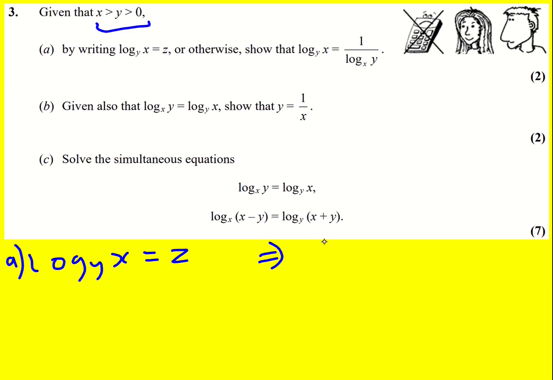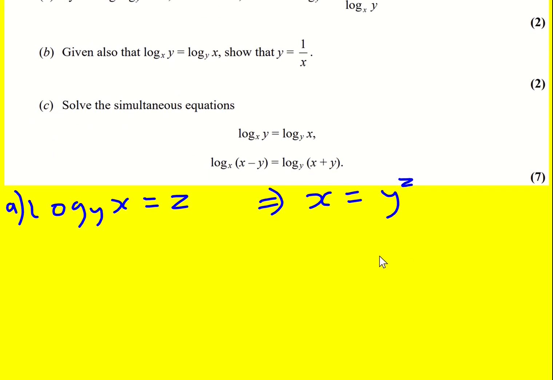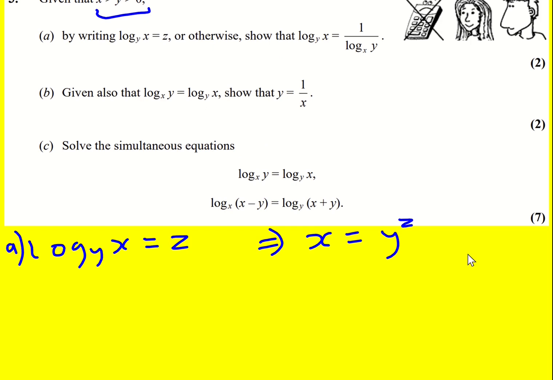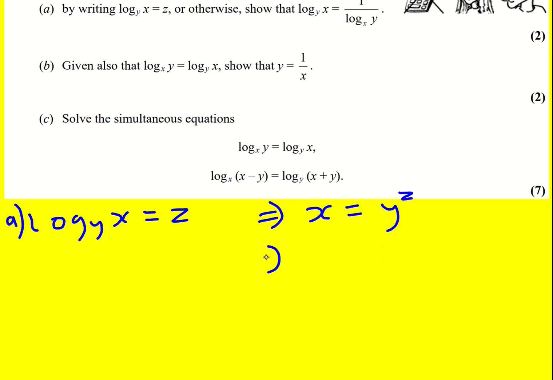Now if we undo this log, then it's going to be that x is equal to the base to the power of z. Now I kind of want to get it so it's x to the power of something, and I can do that because it's going to be x to the power of 1 over z is equal to y. There's a couple ways you can think about it. Maybe like, squaring is the opposite of square rooting, so raising to the power of z is the opposite of raising to the power of 1 over z. So I've thought about it in terms of inverse operations.